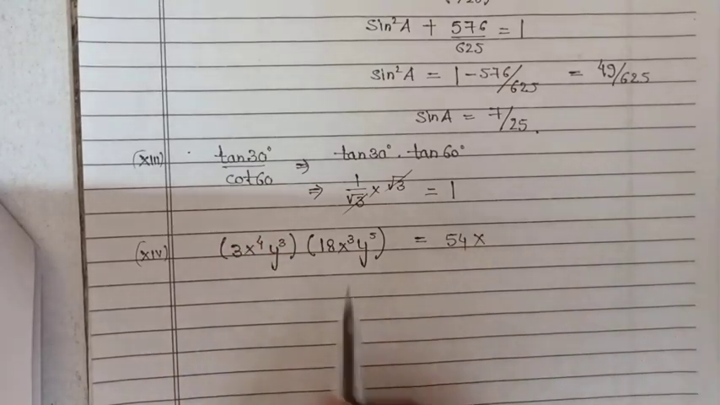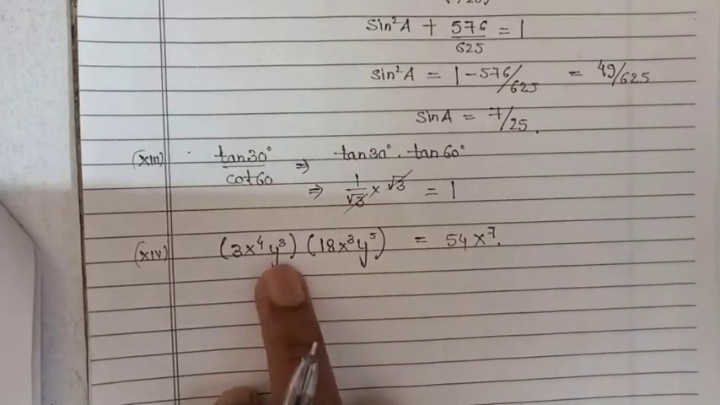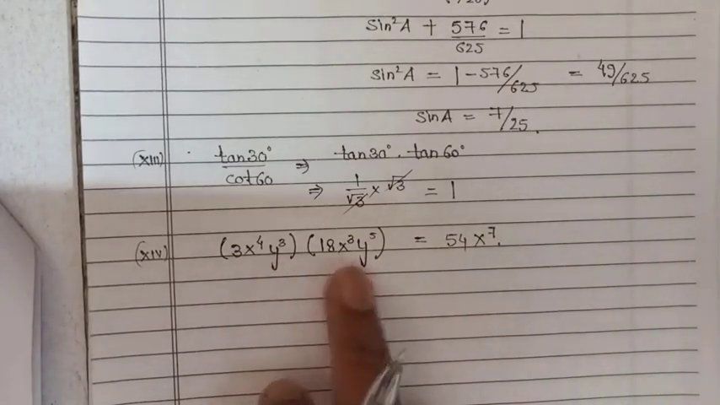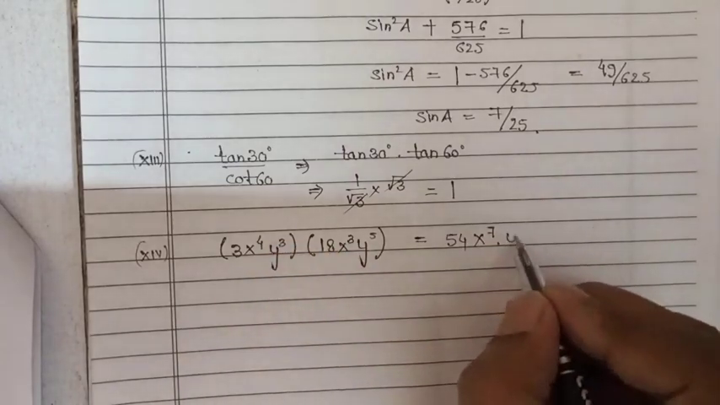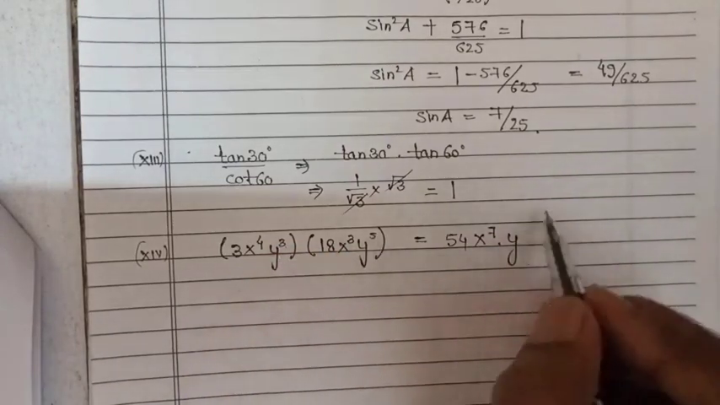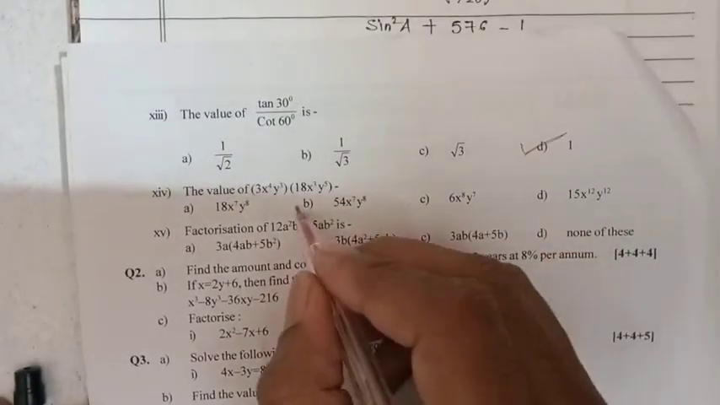So x will be having the power 4 plus 3, 7. Similarly for multiplication of y, same base are being multiplied, again powers will be added. So for y, power will be 3 plus 5, that is 8. So this will be your result. So we will go for option B.